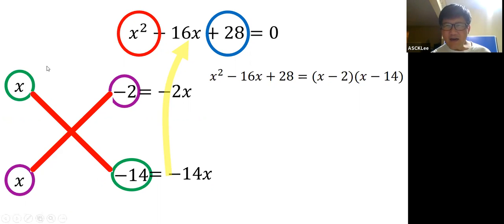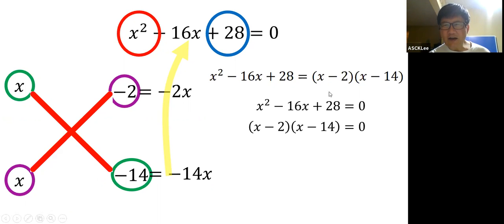All right, and again, rewrite your question, and replace the left part with your factors. Replace this x squared minus 16x plus 28.